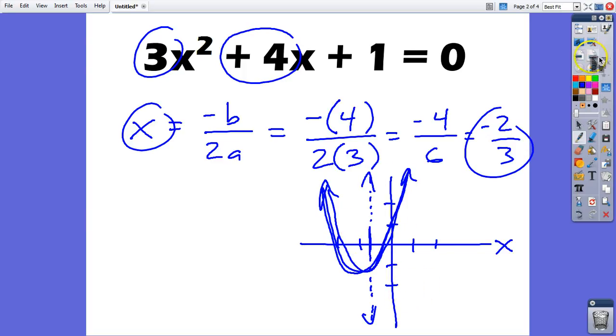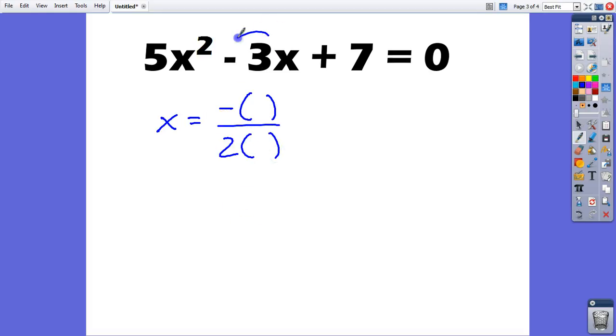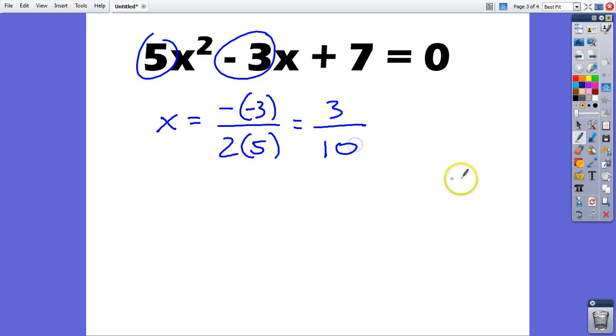Okay, let's do one more like that. 5x squared minus 3x plus 7 equals 0. And before I start graphing, I want to know where this graph is centered. Is it centered over on the left or on the right? So again, x equals negative b over 2a. b in this case is negative 3. And once again, you can see the need for parentheses. That way the negative from the formula and our negative 3 stay separate. Over 2a, and a is 5 right here. And so we get negative negative 3, which is positive 3, over 2 times 5, which is 10.